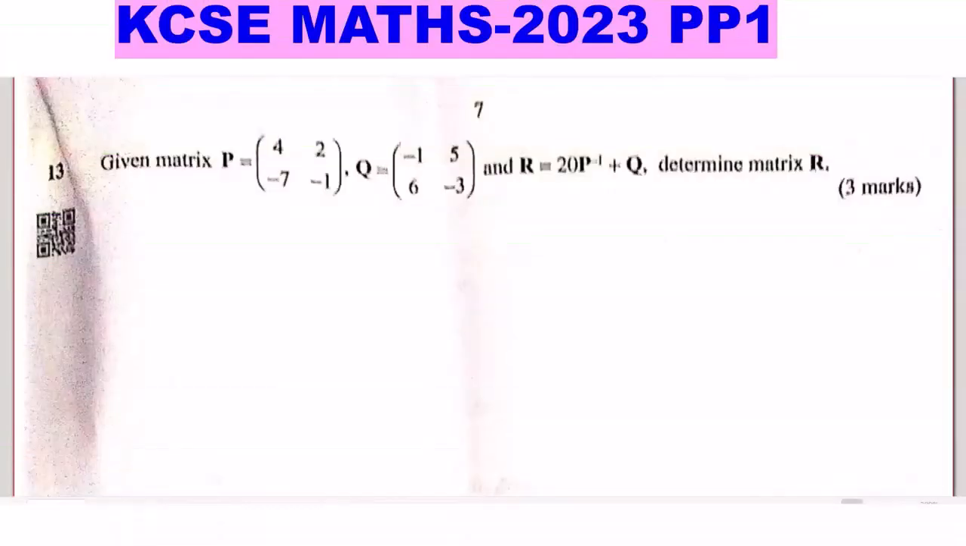Question 13. Given that matrix P is (4, -7, 2, -1), Q is (-1, 6, 5, -3), and R is equal to 20 multiplied by the inverse of P plus Q. Determine the matrix R. So R is given by 20 multiplied by P raised to power -1, the inverse of P, plus Q. The main thing here is how to get the inverse of P. So let's begin by getting the inverse of P. Matrix P is there.